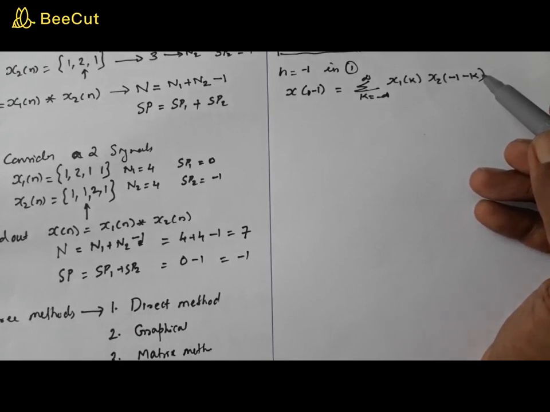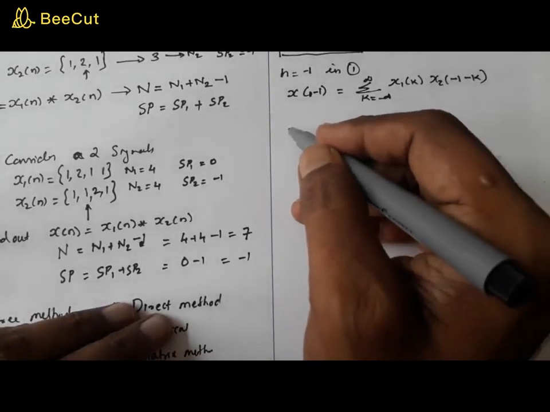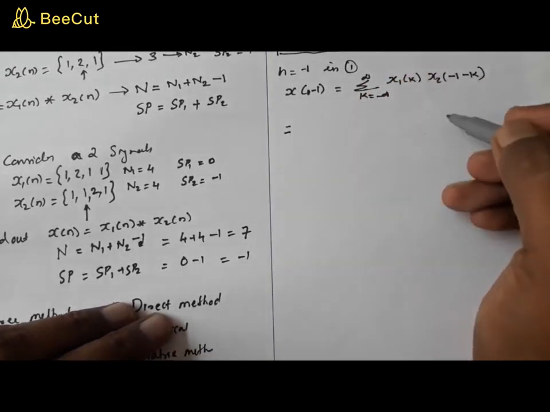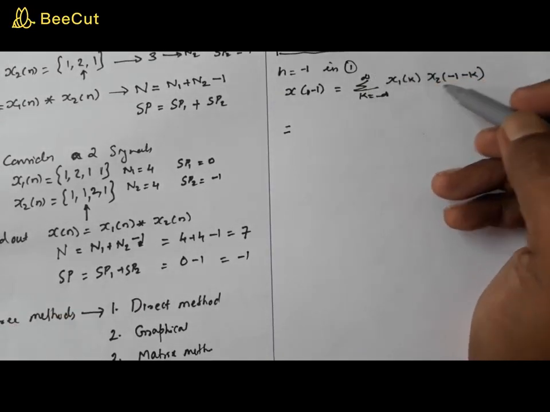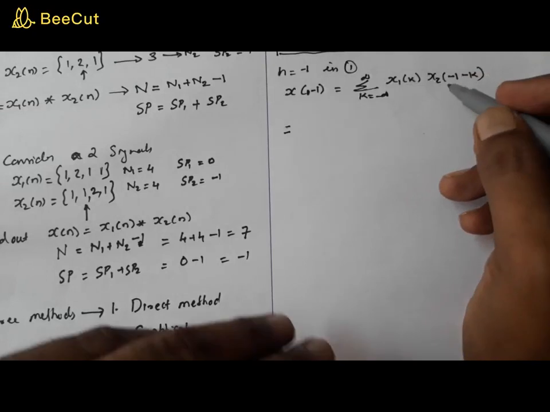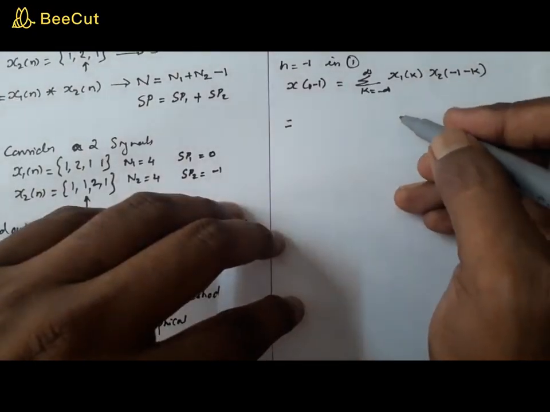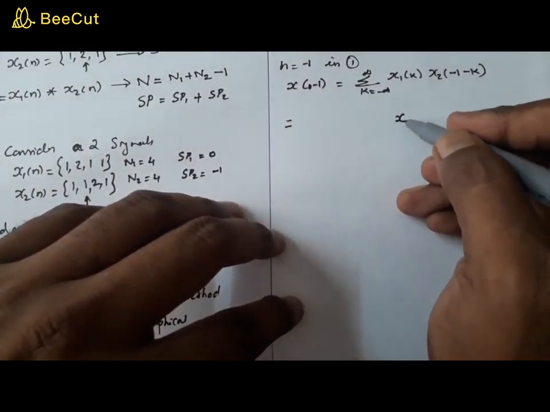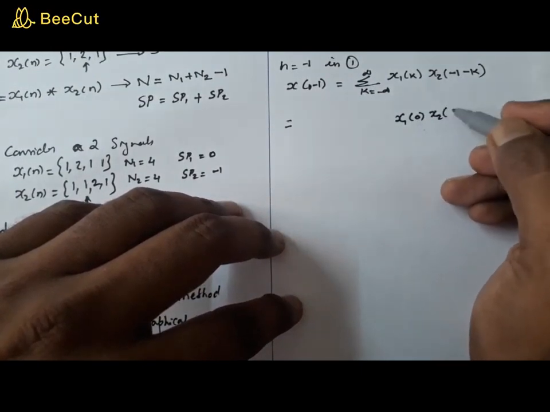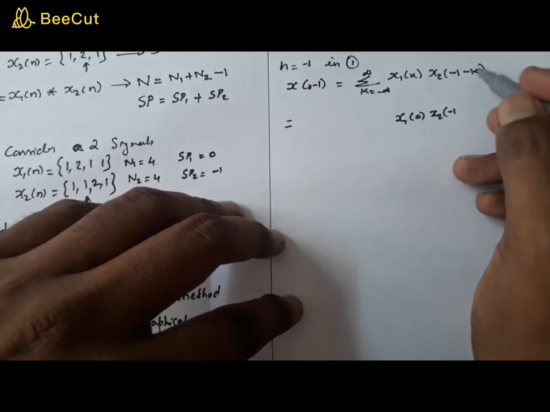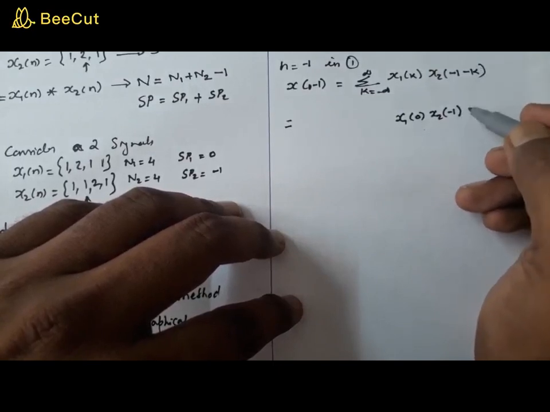So in order to find out, it is recommended to start from 0, from putting k is equal to 0. So when you put k is equal to 0 in this summation, you can expand this. Okay, let's start like this. It is x1 of 0 into x2 of minus 1 minus 0, which is x2 of minus 1, right?